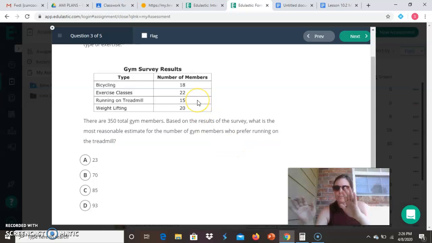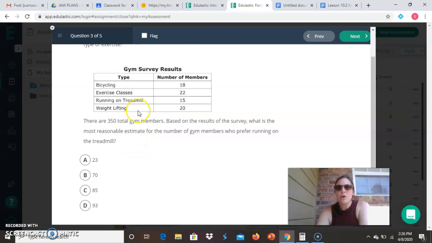And so guys, what we want to avoid is by saying the number 15. Hopefully we see that that's not an option, but you might be saying, well, hey, I see that those that prefer running on the treadmill, it says 15. Well, remember that's 15 out of 75. That's just a sample piece. So how can we use that ratio to make a good estimate on how that relates to the total population or the 350 total gym members?